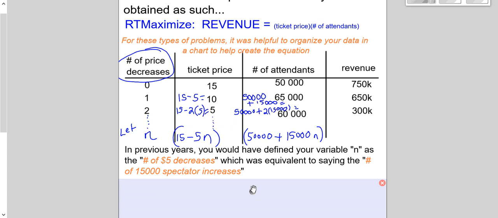Nobody says, oh yeah, let's figure out how many times we should decrease the price by $5. Nobody wants to say that. They want to say, let's find out how much we should sell the tickets for, right? That's what we would say. And so that's where calculus is going to come in. But let's go back to grade 10 and finish this question, how we would have solved it in grade 10.